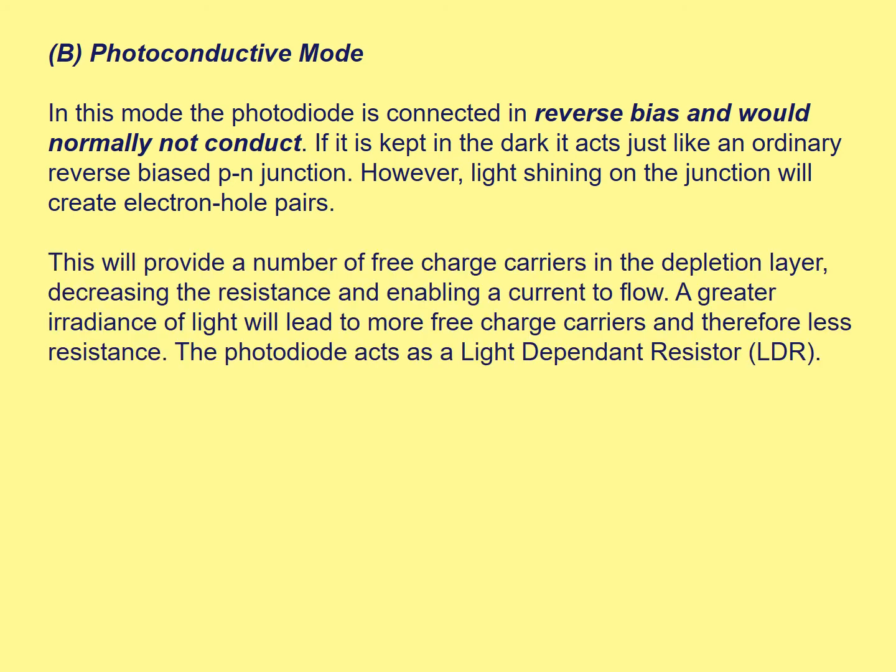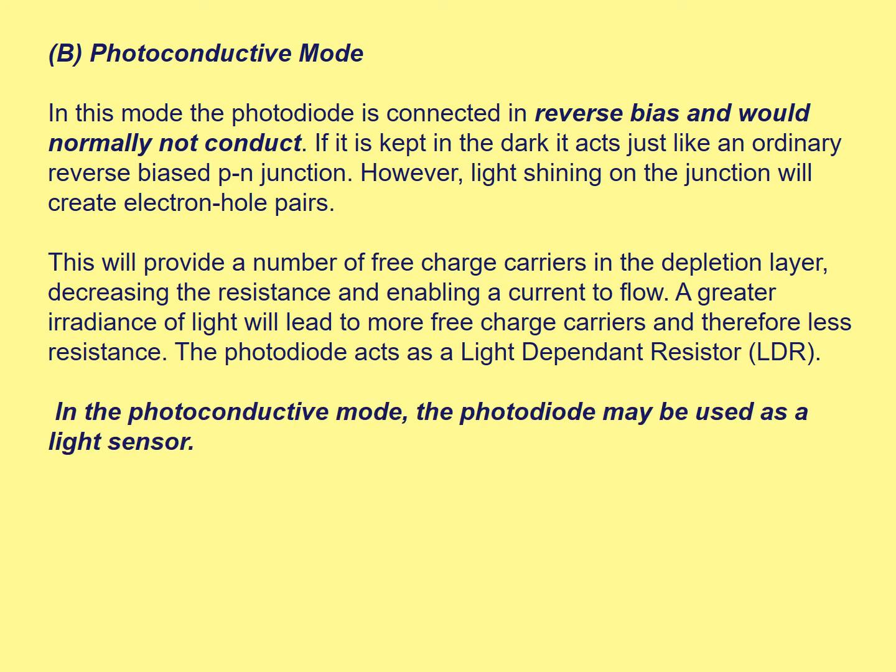This will provide a number of charges in the depletion layer, which decreases the resistance and enables current to flow. More light, more photons per second, means more electron hole pairs generated per second, more free charge carriers, and therefore less resistance. So the photodiode acts as a light-dependent resistor. That is, as the light level increases, the resistance decreases.